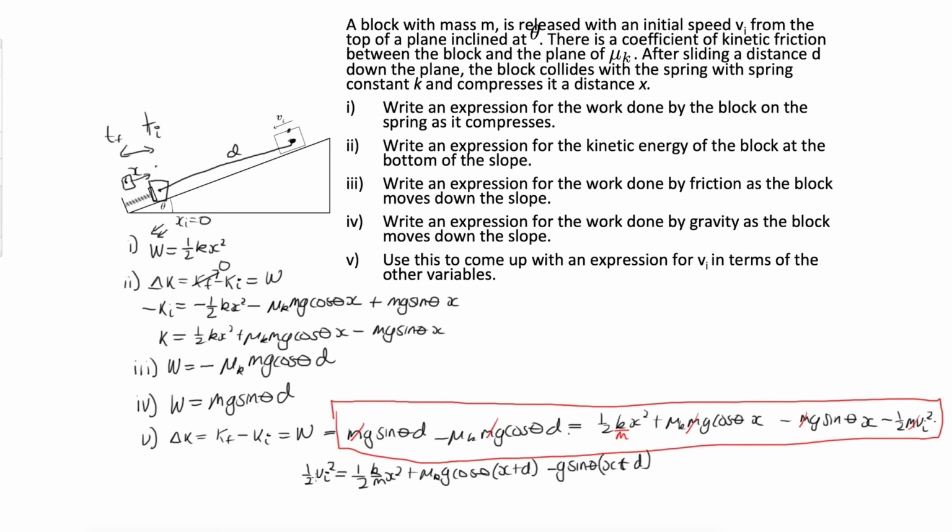Okay, so we're trying to get the initial velocity, so let's multiply everything here by 2. So we've got a 2 there, we've got a 2 there, and the initial velocity is equal to the square root of kx squared on m plus 2 mu k g cos theta (x plus d) minus 2g sine theta (x plus d). And that solved that problem.